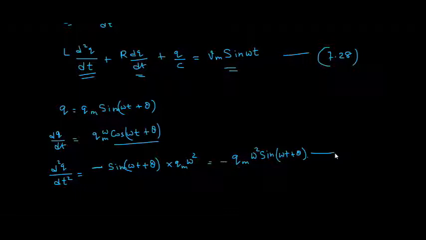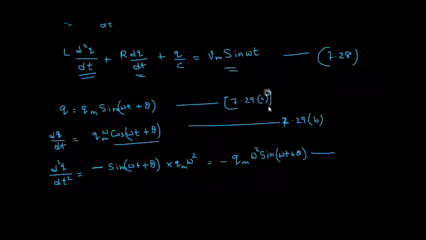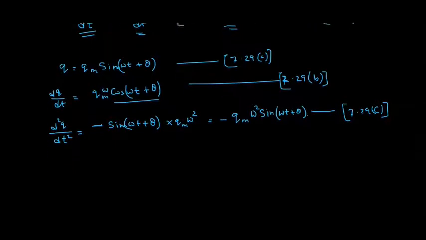This is equation number 7.29b, this one is 7.29a in your book, and the last one is 7.29c in your book. Now, substituting the values.